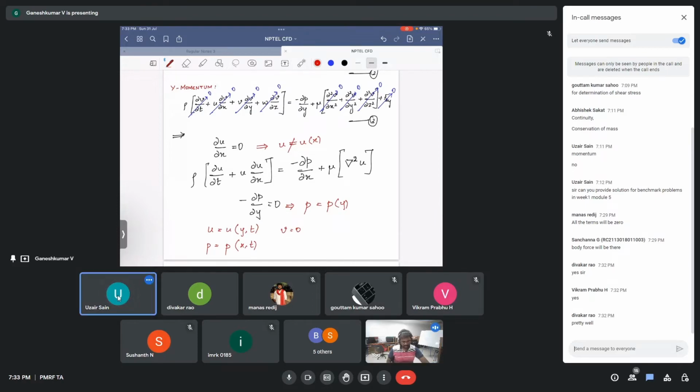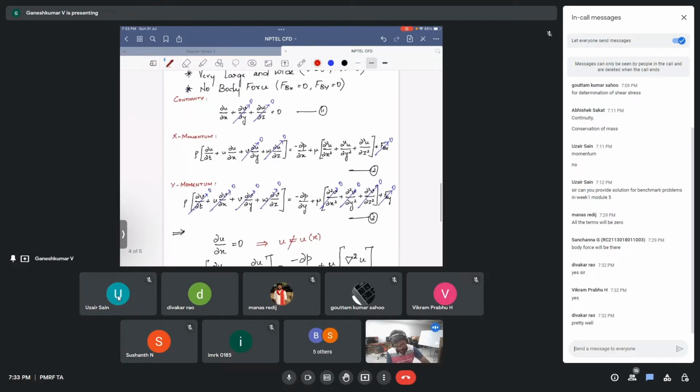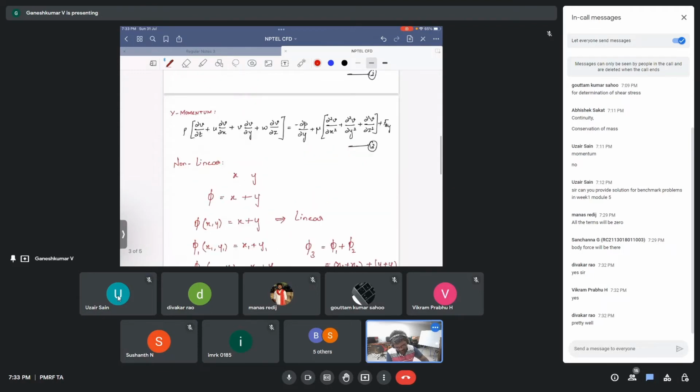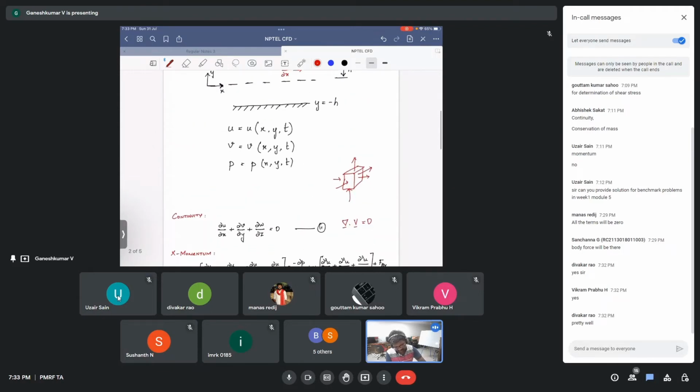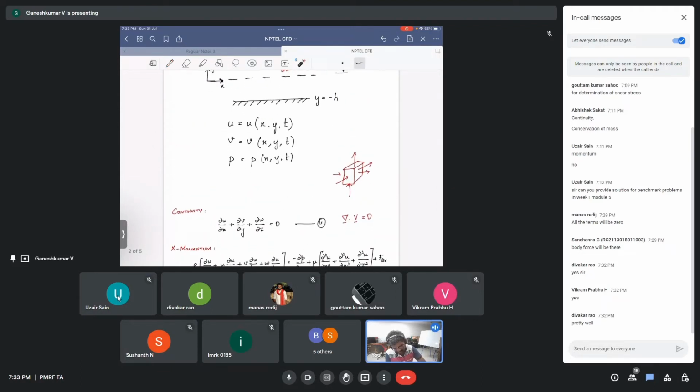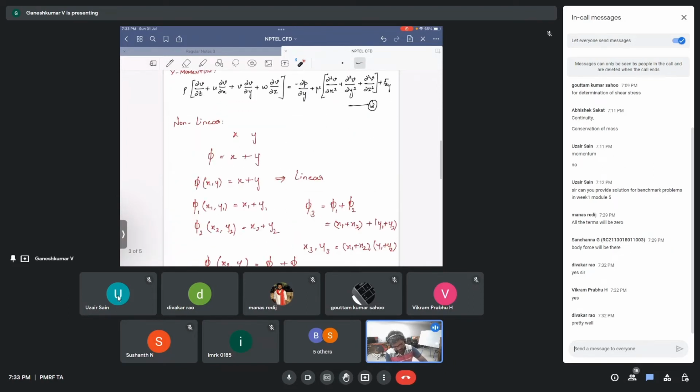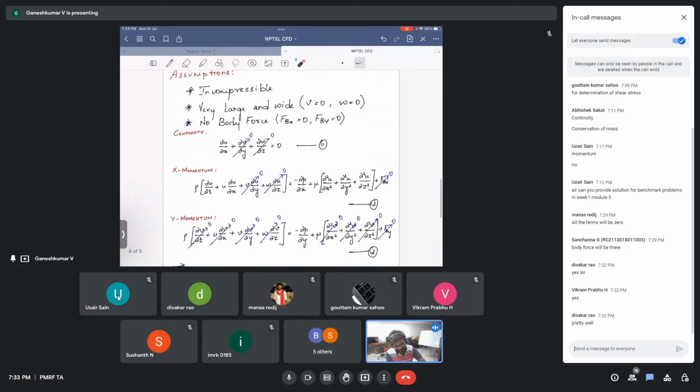Yes, sir. If we go back, we first started with u as a function of x, y and t. Now we made an assumption that v and w are 0, right? So if v and w are 0, this term is going to be 0, this term is going to be 0. So what remains is ∂u/∂x is equal to 0. Is this clear?